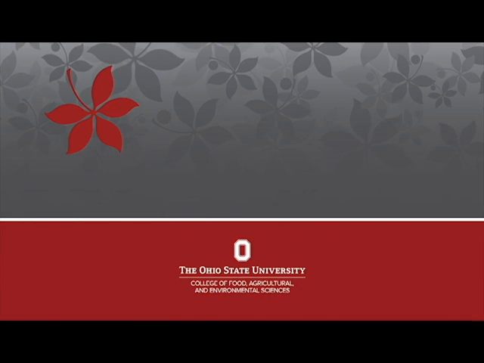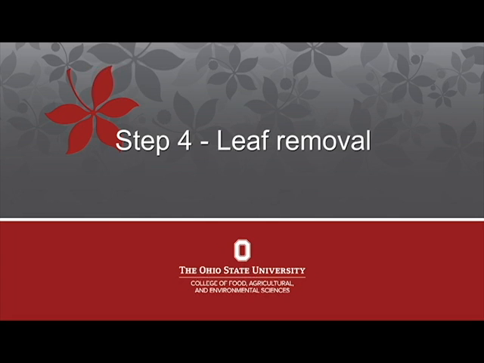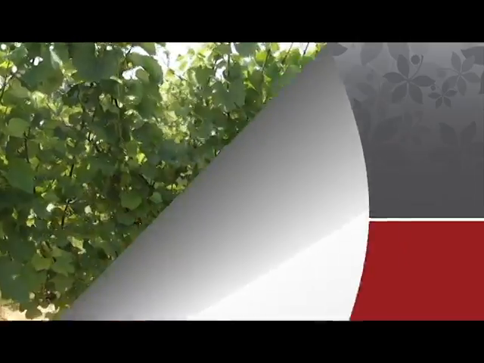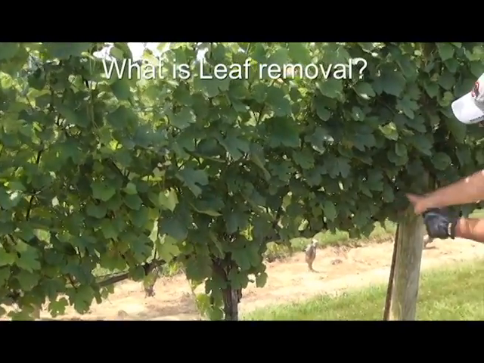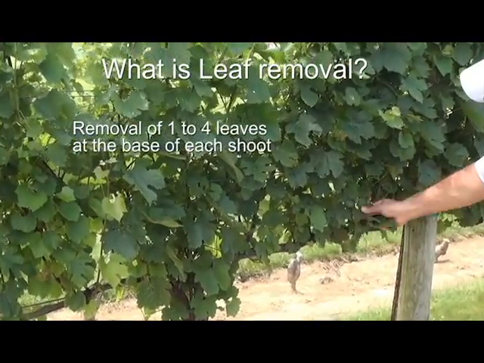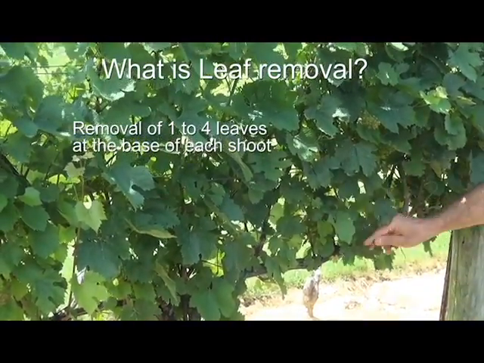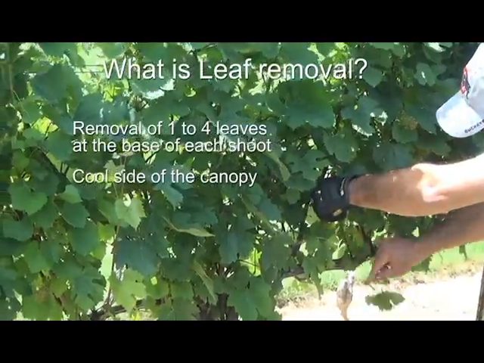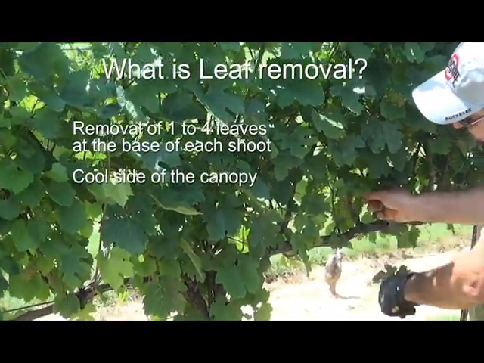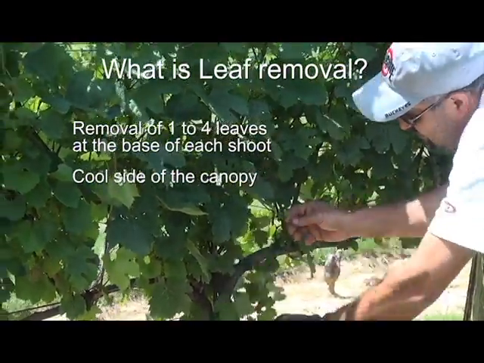Step 4 in canopy management is leaf removal. Leaf removal, also called leaf pulling, consists of the removal of 1 to 4 basal leaves to expose fruit. Leaf removal is done on the cool side of the canopy, which is either the east side of a north-south row or the north side of an east-west row.